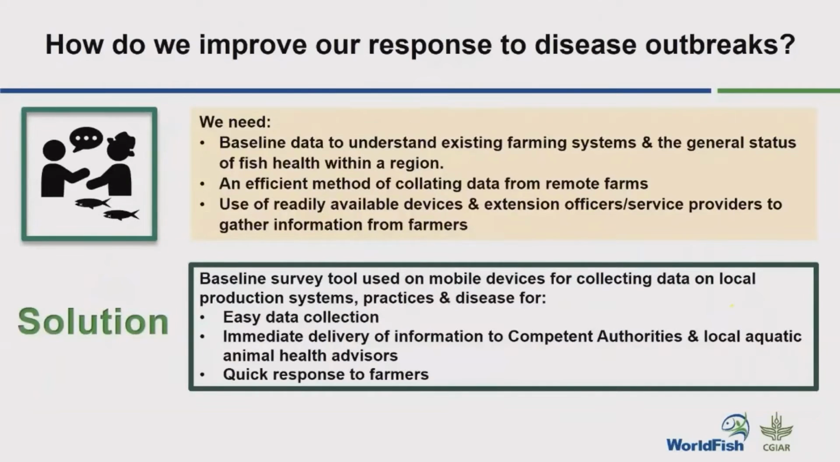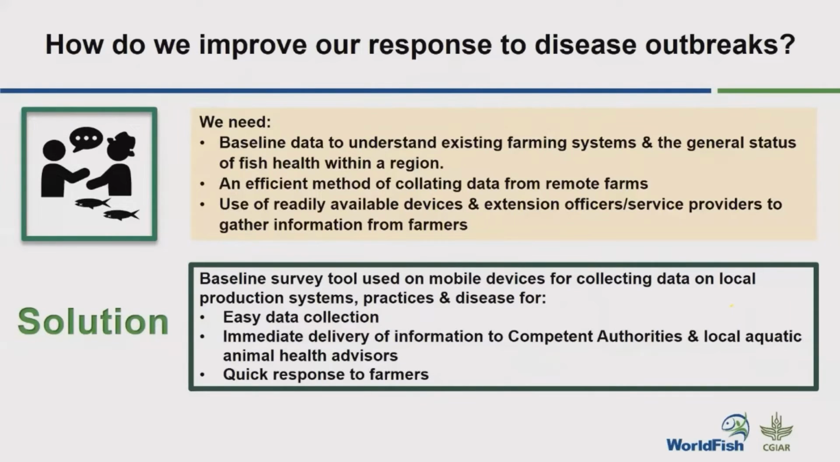So how do we improve our response to disease outbreaks? First, we need baseline data to understand the farming systems and the status of fish health within a region. We need an efficient method of collating this data from remote farms using readily available devices owned by extension officers and service providers to gather this information.